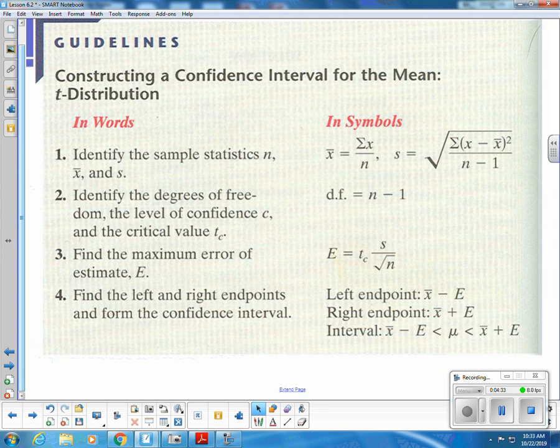I think there's at least one or two on your homework where you have to find the standard deviation of the sample.